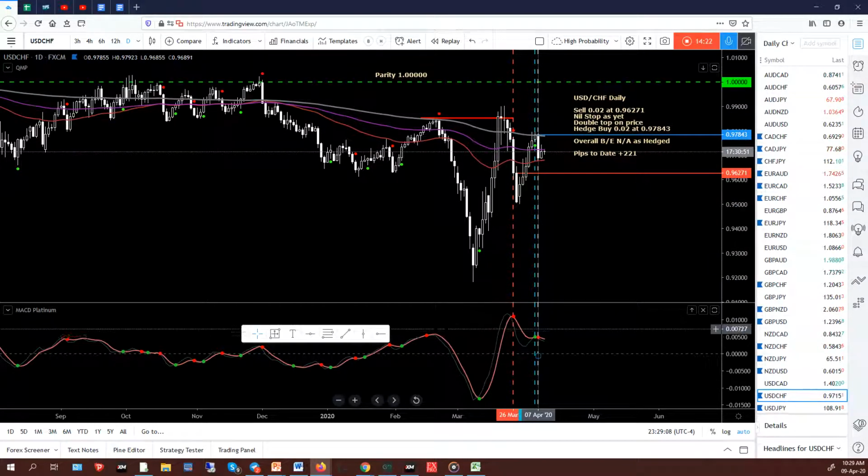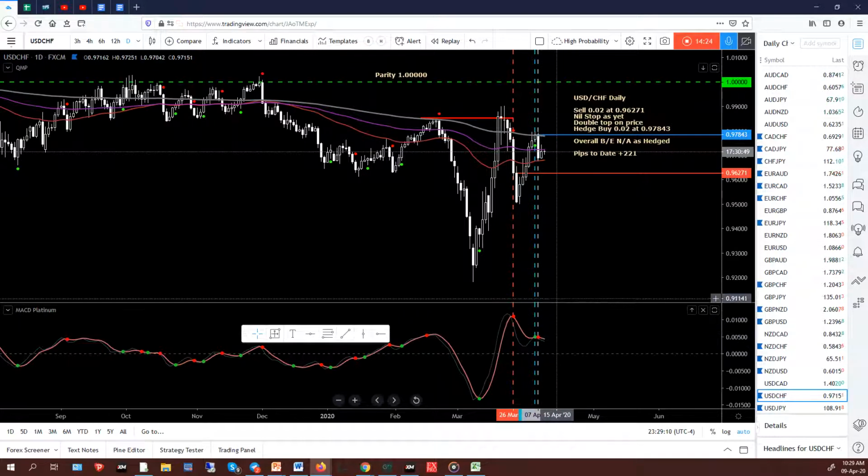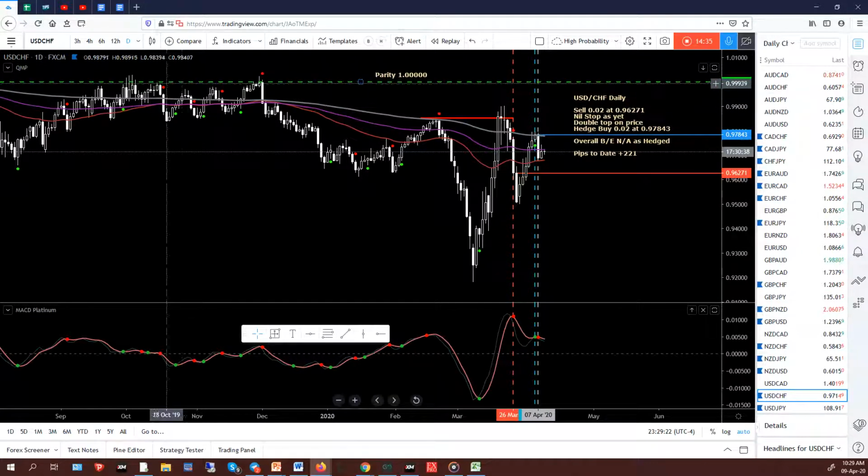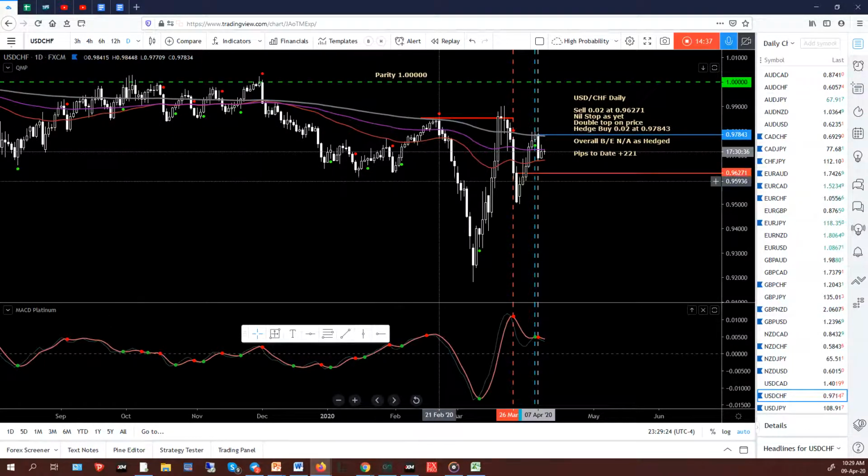I did get a red dot on the MACD Platinum, but after this bearish candle, it hasn't followed through with a red dot on the QMP filters yet. The green line up there is parity, 1.000. If you look over here, you'll see it's a big number and it tends to stall there. So looking for a sell.